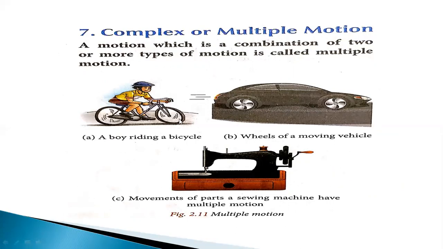Again, here you can say that this is oscillatory motion. Again, the wheels are coming to the same position. Again, they are making the motion. See here, wheels of a moving vehicle. Okay. So here, wheels are in rotatory motion, but again they are moving in a straight path. So these are the combination of two or three types of motion, or multiple motion. So that is known as complex or multiple motion.